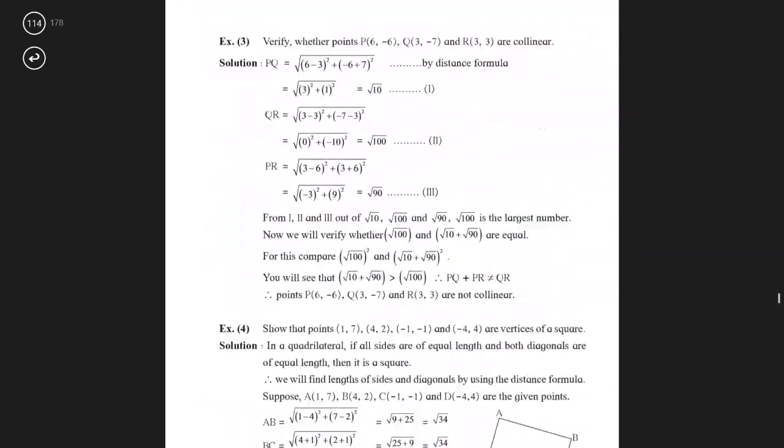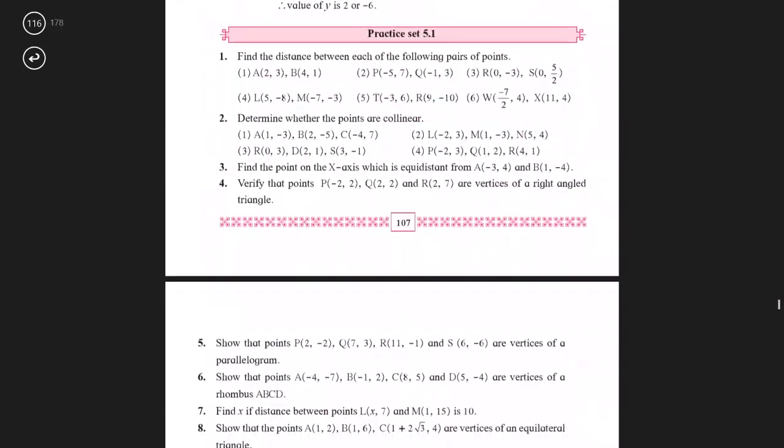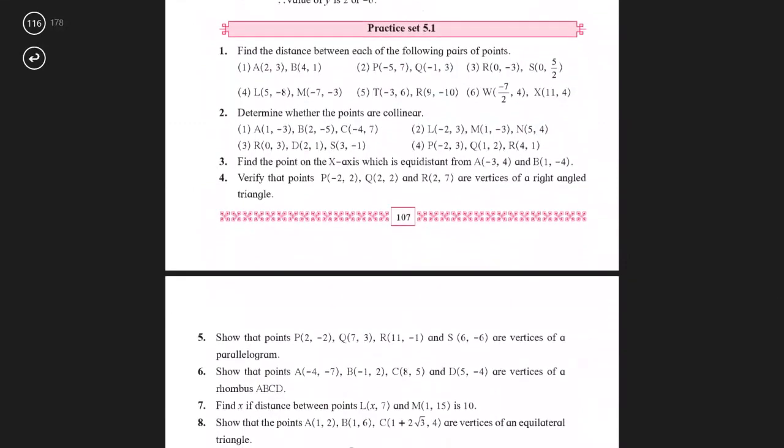Okay, so these are the solved examples which you can go through. Now we start with the first exercise in this chapter, exercise 5.1. Question number 1. Find the distance between each of the following pairs of points. Now there are 6 questions under this.